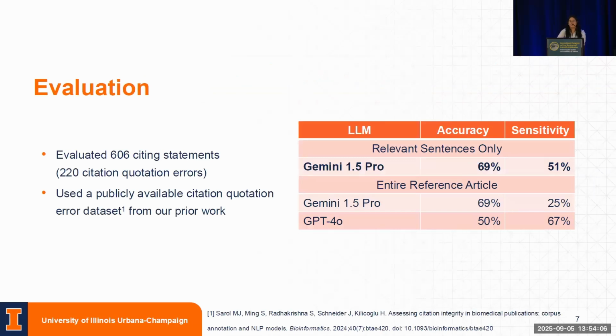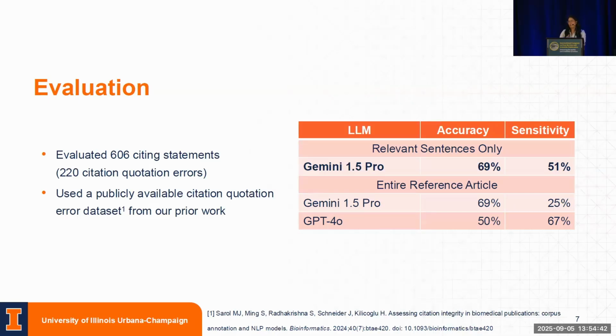So we evaluated these two approaches on 606 citing statements from a data set that we developed, and 220 of these citing statements are citation quotation errors. What we have found is that when we only use the relevant sentences, we actually get better results. That is when using Gemini 1.5 Pro. We get around 69% accuracy and 51% sensitivity. So that means we are able to detect half of these errors.